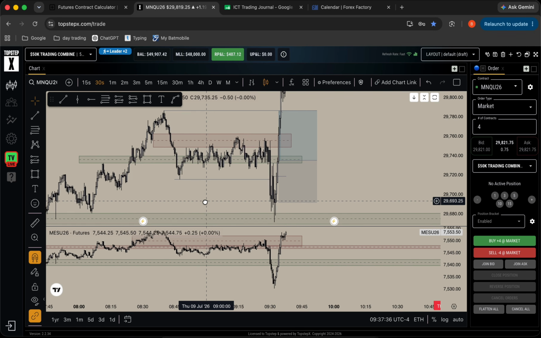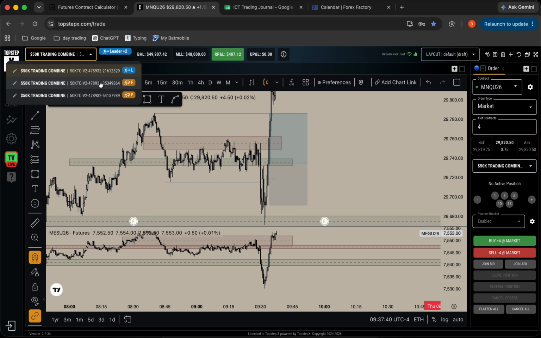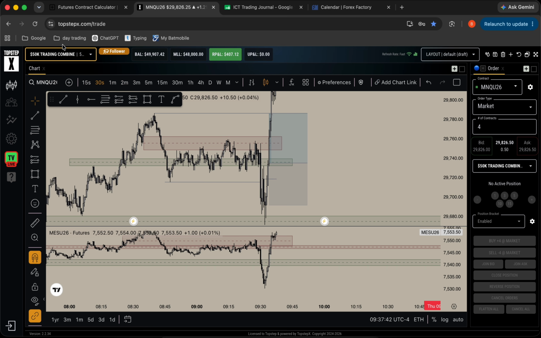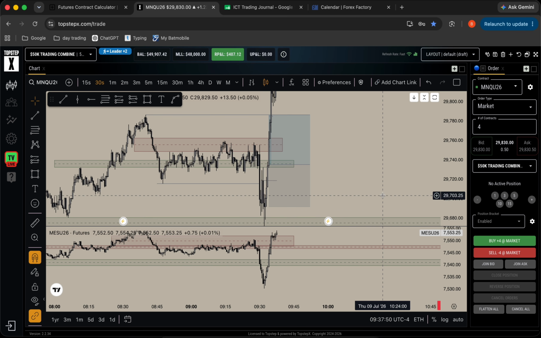So for today's trade, I'm up 407 today in all three of my evals. So coming into the day, this is on the 30-second chart. This is basically the cleanest AMD model of all time.